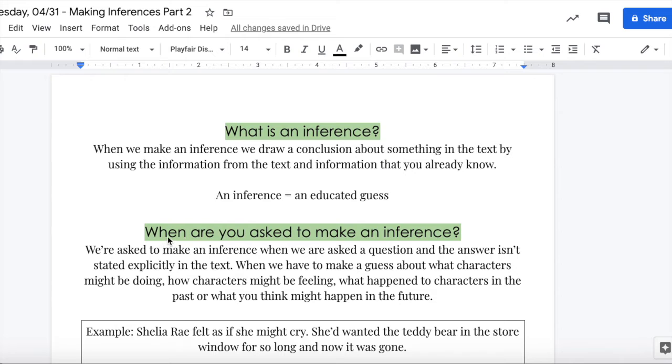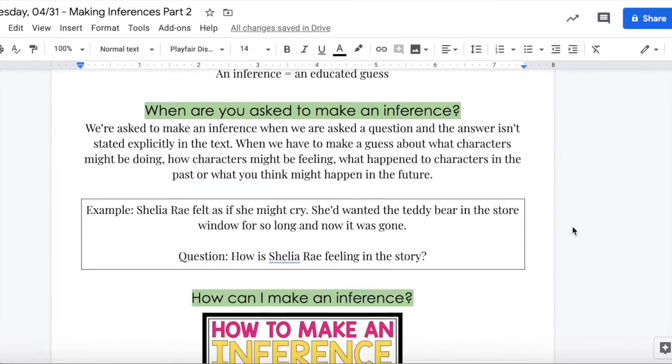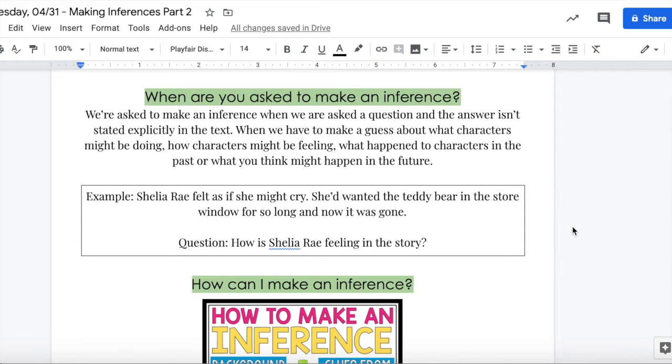Okay? So, when are you asked to make an inference? We're asked to make an inference when we're asked a question and the answer isn't stated explicitly in the text. We have to make a guess about what the characters might be doing, maybe how the characters might be feeling, what happened to the characters in the past, or what might happen in the future. Those are all examples of when you might be asked to make an inference. All right. Now, I think that it all becomes clear when we look at an example.